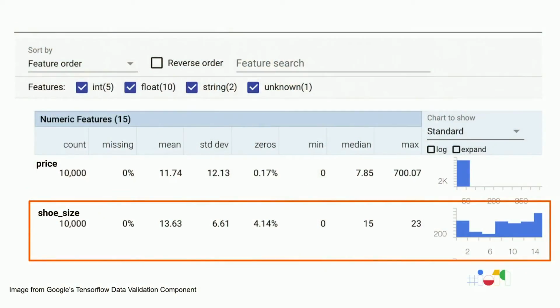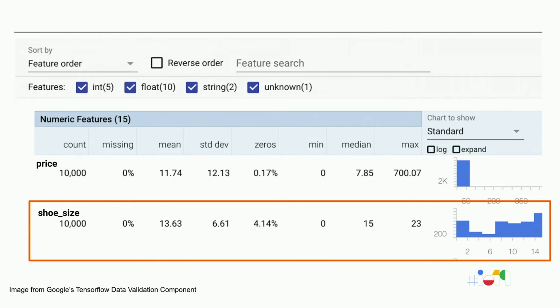For example, here's a screenshot of what TensorFlow data validation might look like for your example. Here, you can see all the features that you're using in your data set. For example, price or shoe size. You can see how many examples these features cover. You can see if any percent of them are missing. You can see the mean, the standard deviation, min, median, max. And you can also see the distribution of how those features map across your data set.